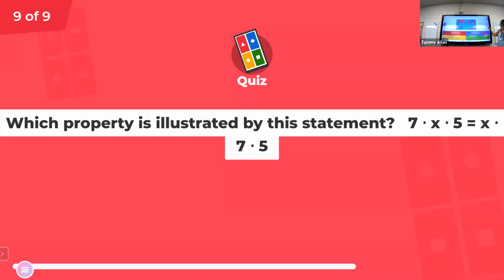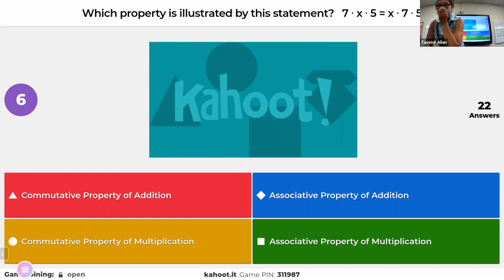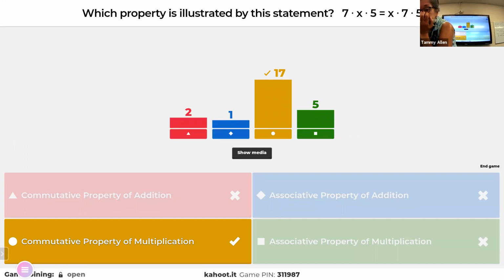7 times x times 5, x times 7 times 5. That's what that dot means, it's multiplication. Good, good. It was the commutative property of multiplication. Good.